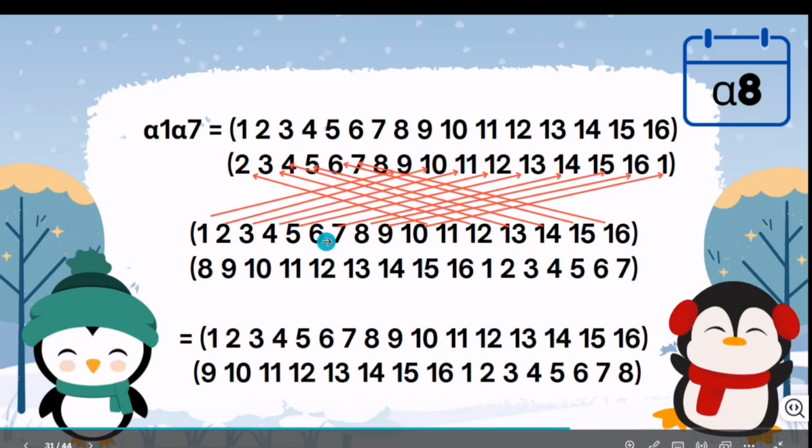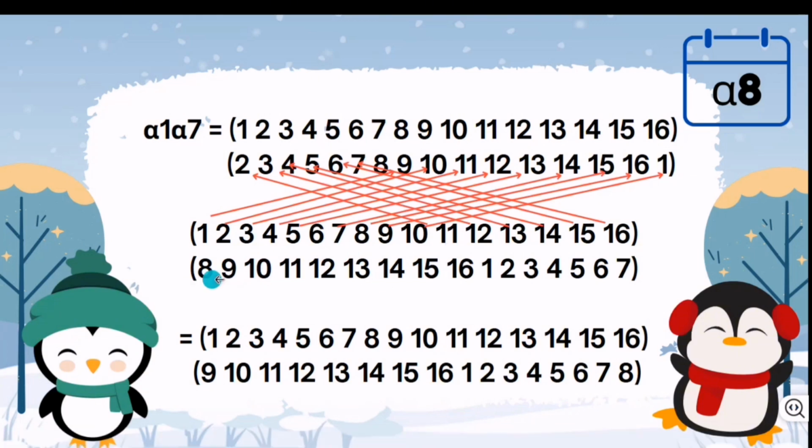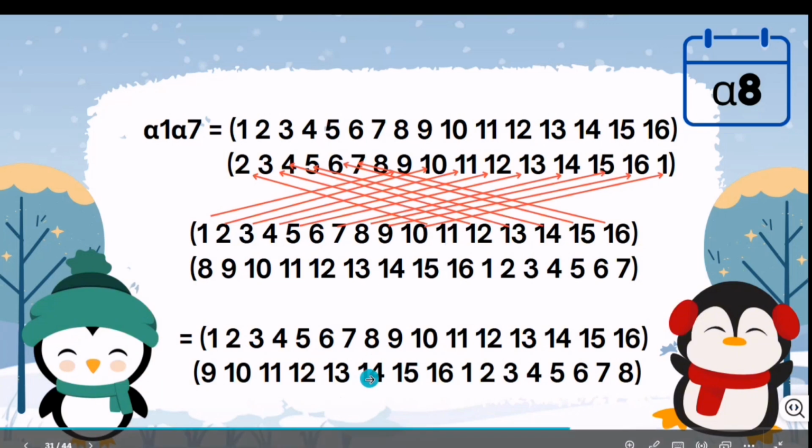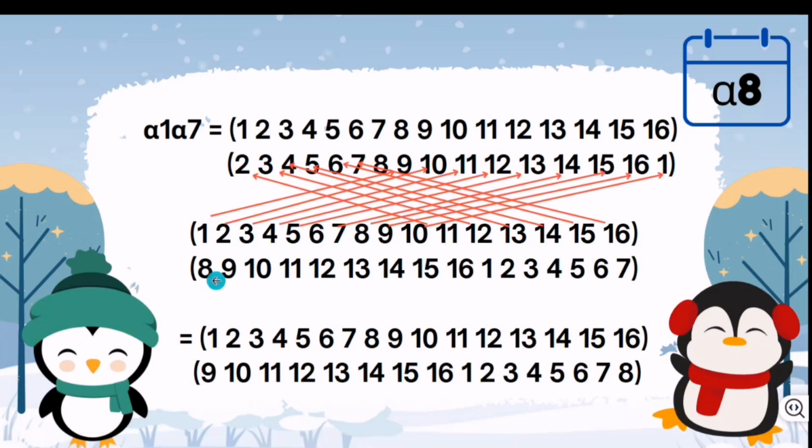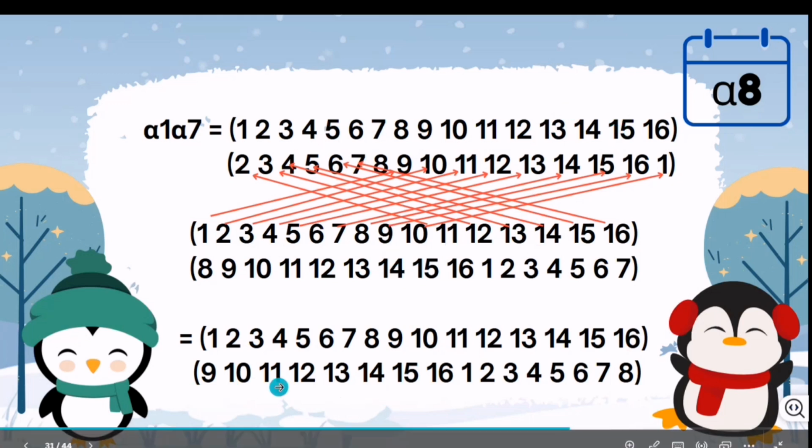And we have 6 to 13, so the result is 6 to 14. And we have 7 to 14, and the result is 7 to 15. And so on and so forth.